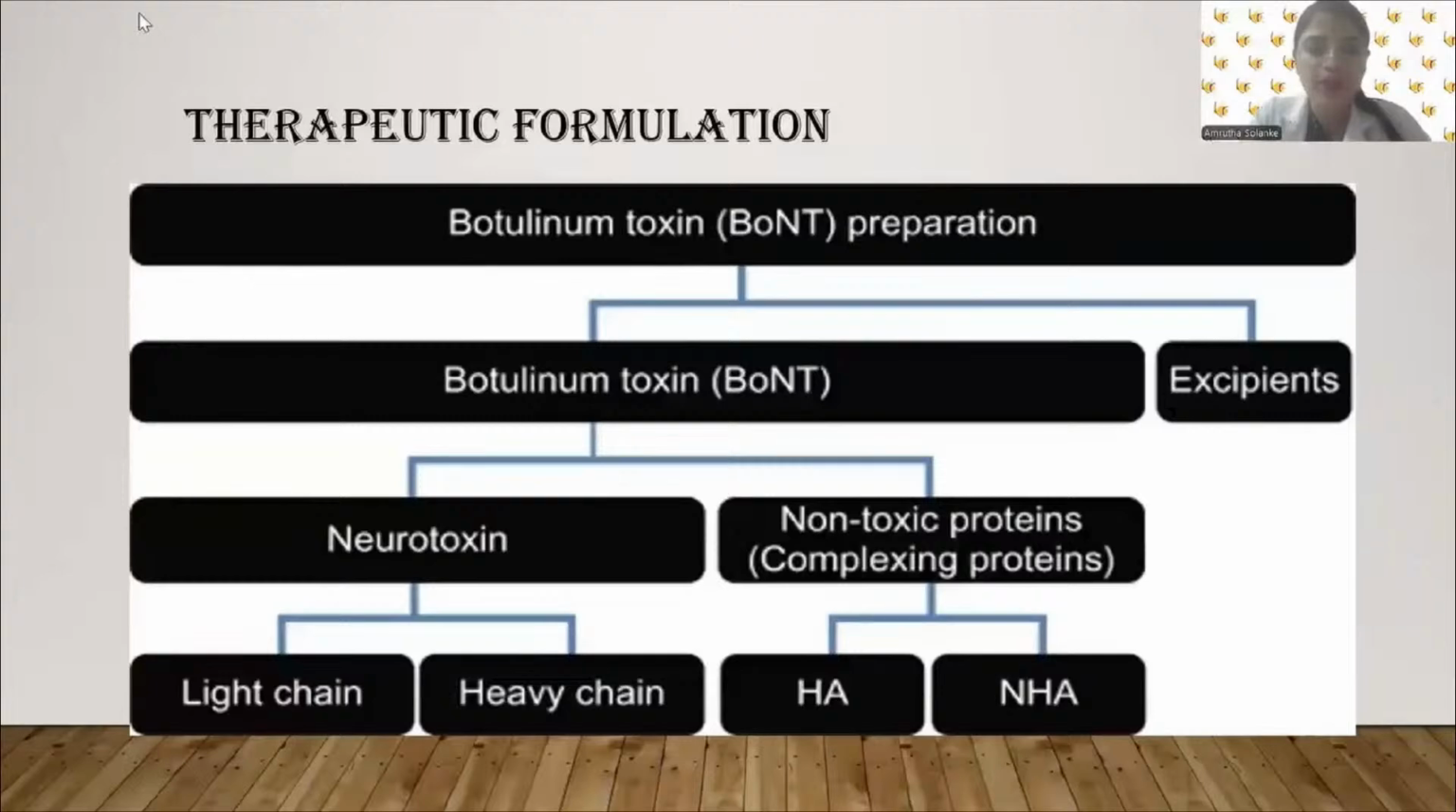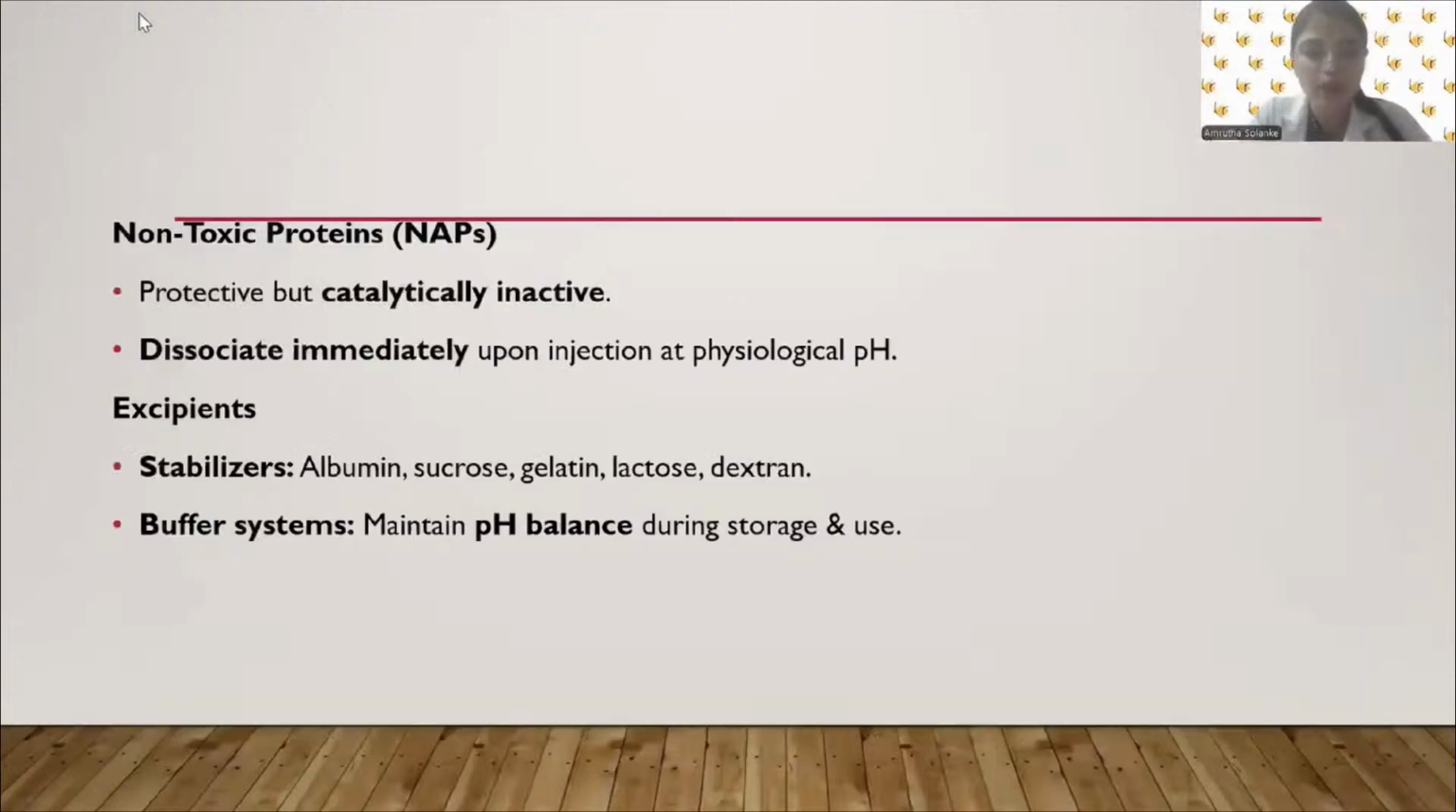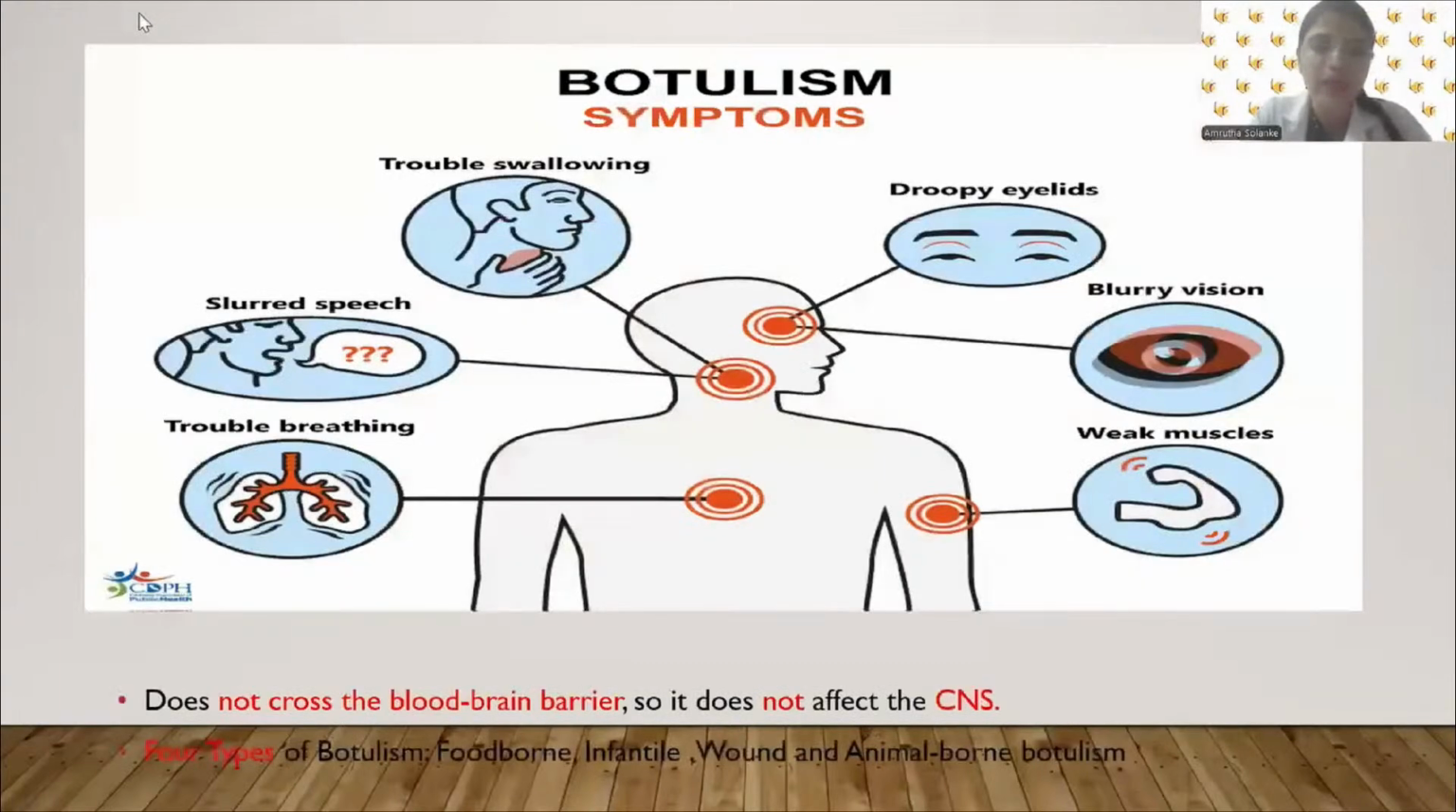Coming to the therapeutic formulation, botulinum toxin consists of botulinum toxin per se and excipient. The toxin consists of neurotoxin and non-toxin proteins. Coming to the non-toxin proteins, they are protective but catalytically inactive. They dissociate immediately upon the injection at physiological pH. The excipient consists of stabilizers, that is albumin, sucrose, gelatin, lactose, and dextran, and a buffer system that maintains the pH balance during the storage and use.